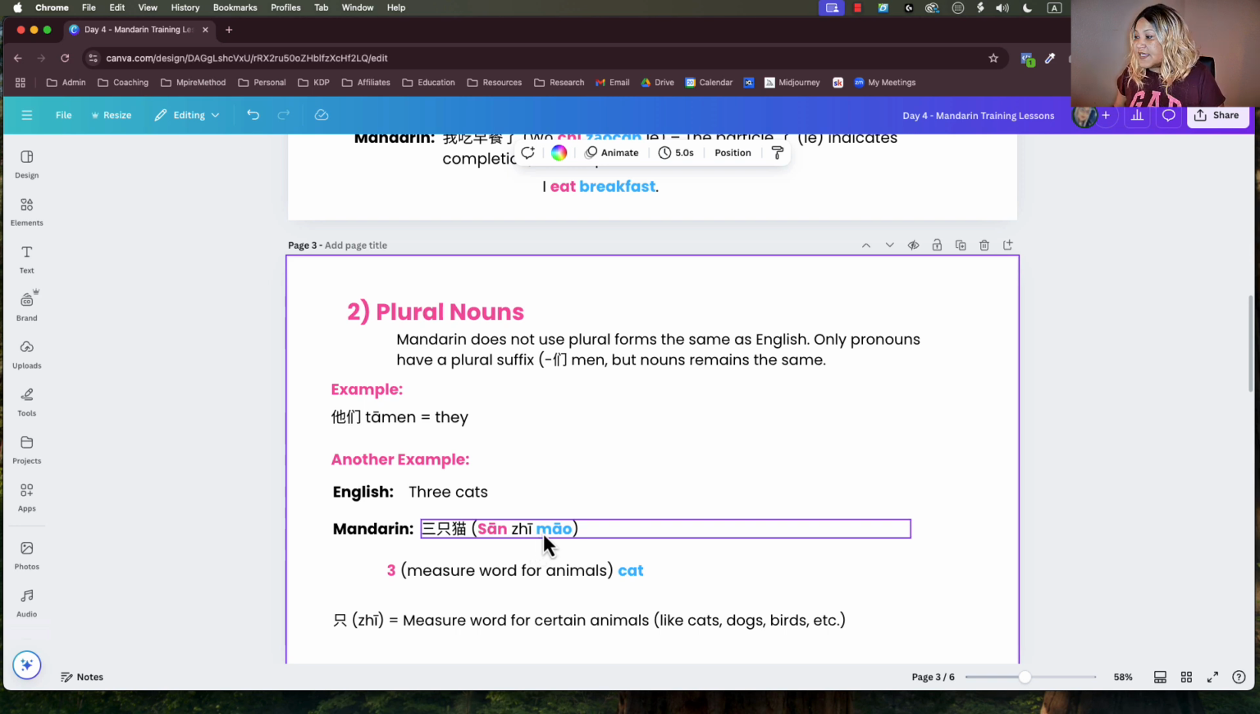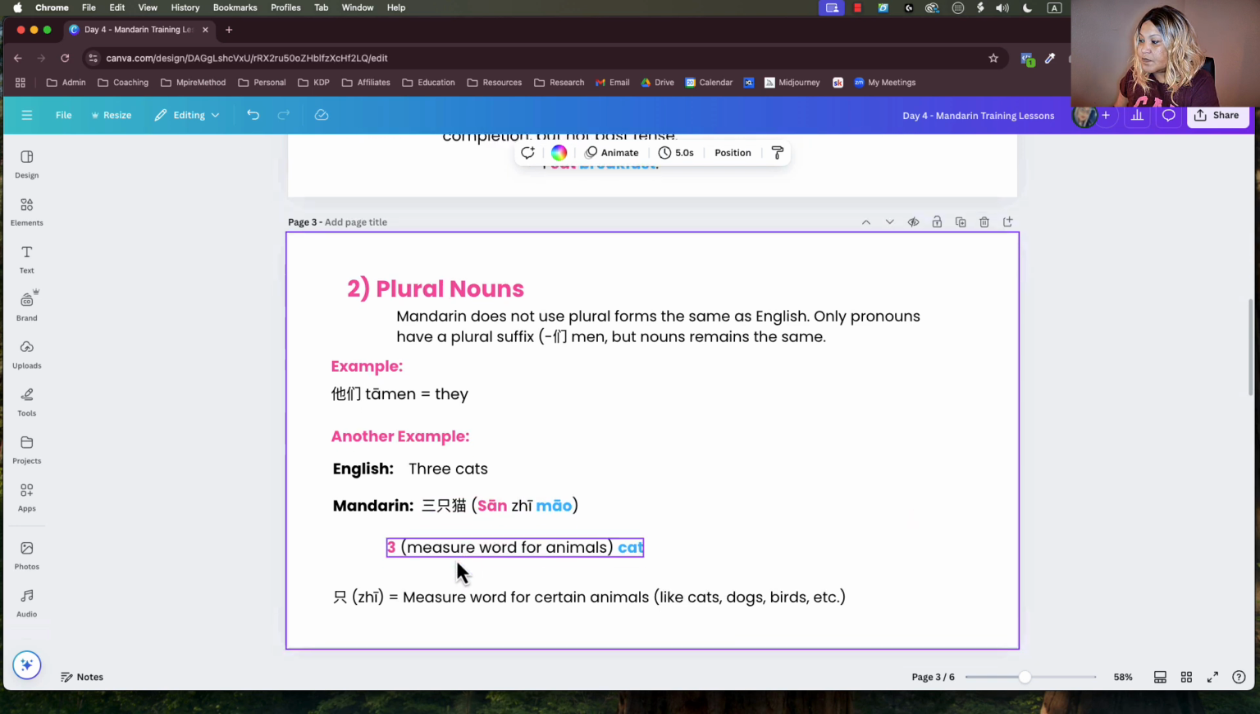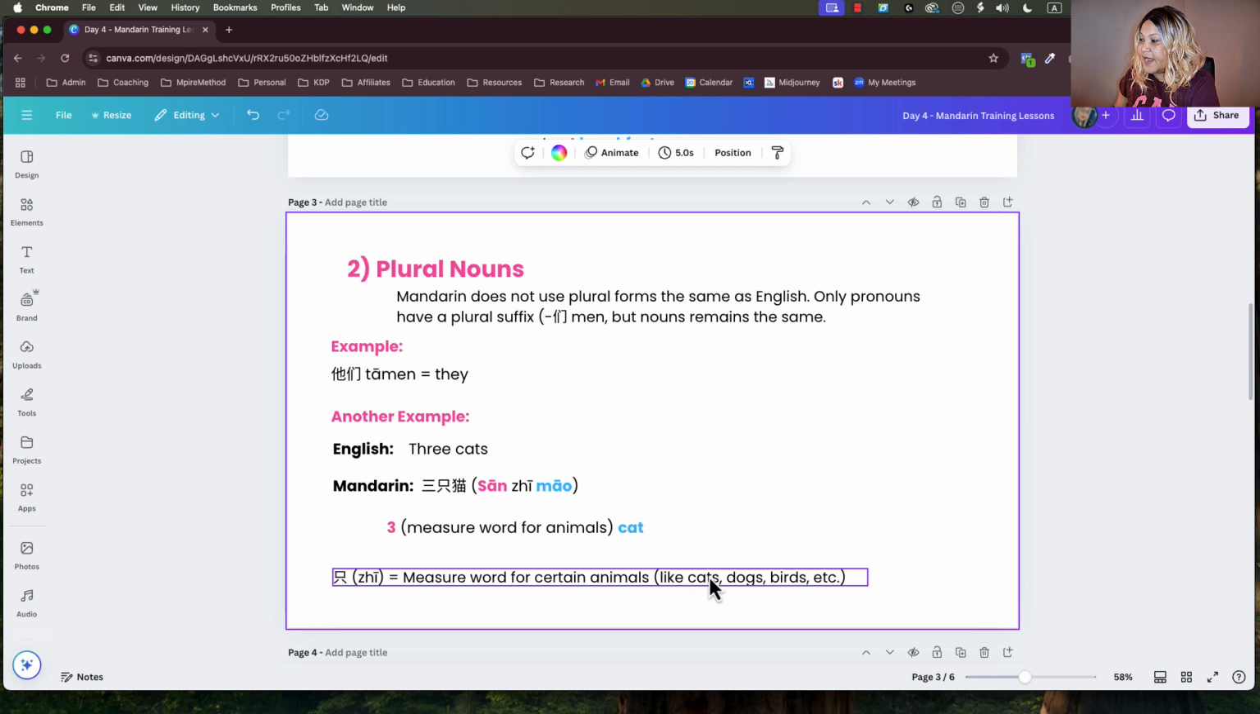So mao is cat. So we're saying 3 cats, except it's no S at the end. We're representing more than one cat by saying the number. So that is kind of simple to remember. So when I'm talking about something, I need to say the number first, followed by the measure word for whatever noun I am talking about. Now, in this case, if it's an animal, I'll use this zhi. And yep, for animals. So that is for cats, dogs, birds, etc.